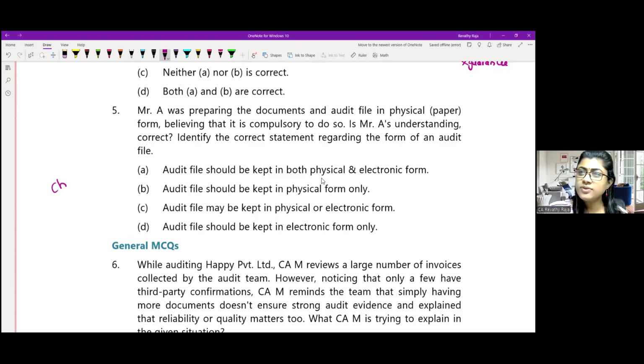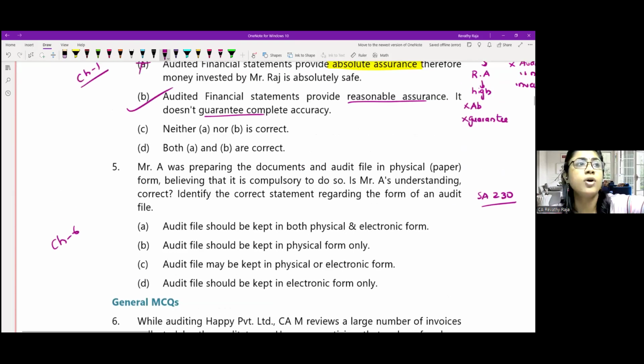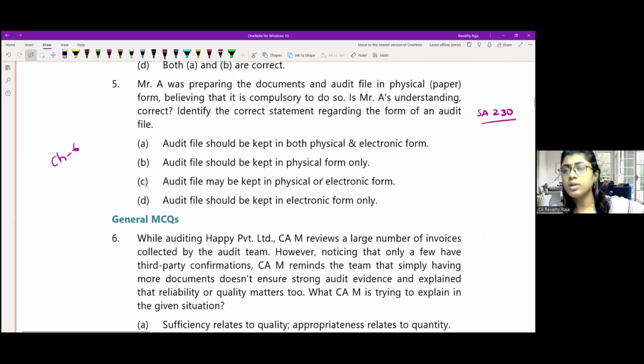Hey, which chapter, which essay? Chapter 6, essay, audit documentation, essay 230. Audit documentation can be kept in which form? It can be either in paper form, electronic form, any form. So, is it A or C? Very good. Here it is and here it is or. It can be in either form, any form. So answer is C.